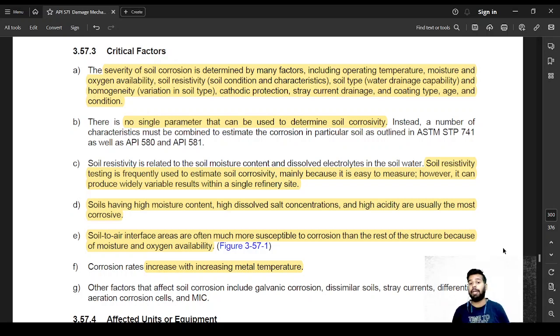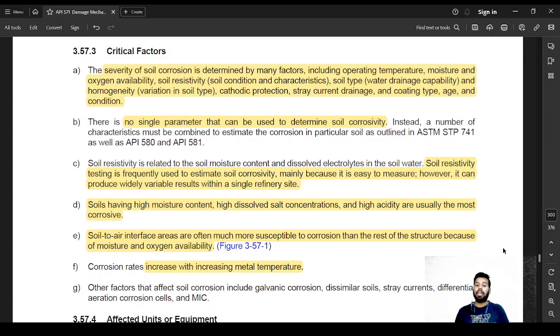There is no single parameter that can help you to determine the soil corrosivity. Instead, a number of characteristics must be seen. Soil resistivity is one thing. We have already talked about this in various codes. We have said that the more resistive the soil is, the less amount of corrosion it is going to do. The less resistive the soil is, the corrosion rate is going to be much more accelerated. So soil resistivity testing is frequently used to estimate soil corrosivity, mainly because it is easier to measure. However, it can produce wide variable results within a single refinery site.